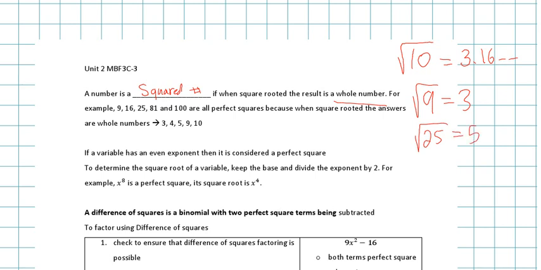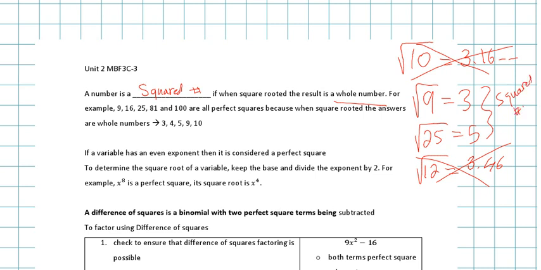Is 12 a square number? No, because when I square root 12, I get 3.464. Okay? So this is not a square number. However, the 9 and the 25 are square numbers.